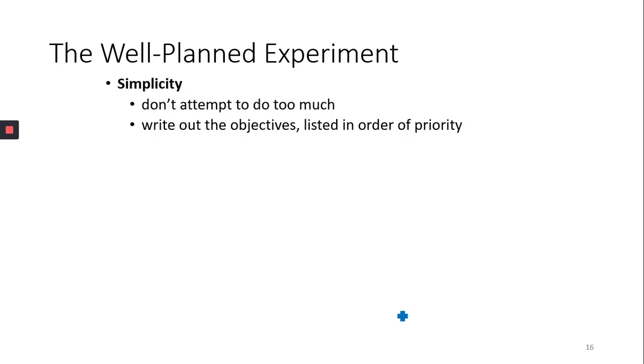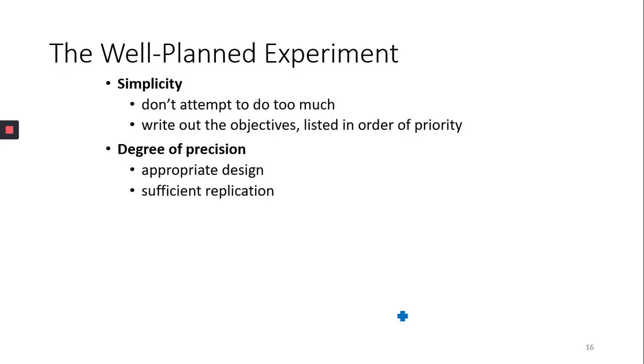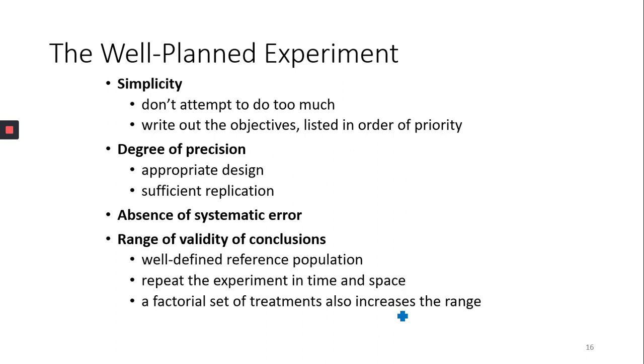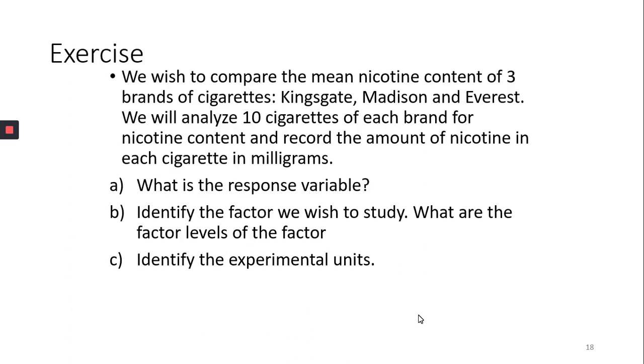So a well-planned experiment must be simple. It must have high precision. It must be free from systematic error. It must have a wider range of validity, a well-defined reference population. Repeat the experiment in time and space in order to validate your results. So it must have a combination, quite a number or a set of treatments, also meant to increase the range. I think this one we've already covered.